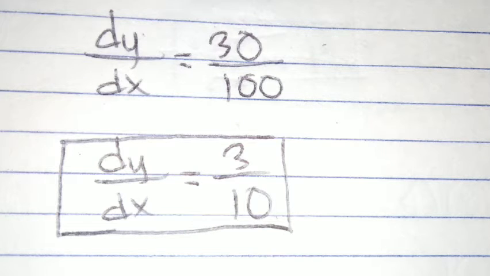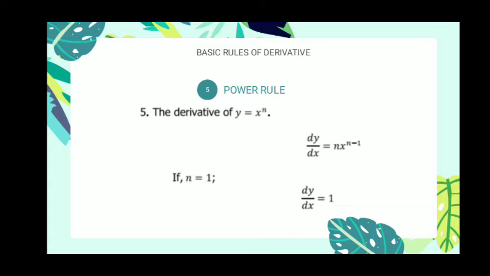The fifth basic rule of derivative is the power rule. The derivative of y is equal to x to the power of n, where n is the exponent. So dy over dx is equal to n times x raised to the power of n minus 1.